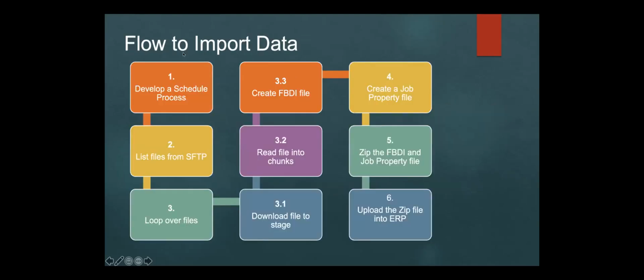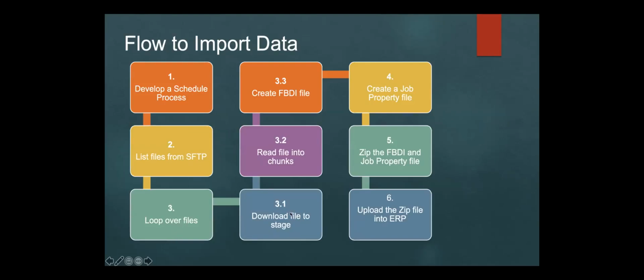So this is the complete flow which I have explained. What will be the flow to import data into your ERP? First step, you have to develop a scheduled process. Then you might have multiple files on your FTP, so it is always the best practice to list files from the SFTP. Let's suppose you have two files. Then you have to loop over both the files one by one.